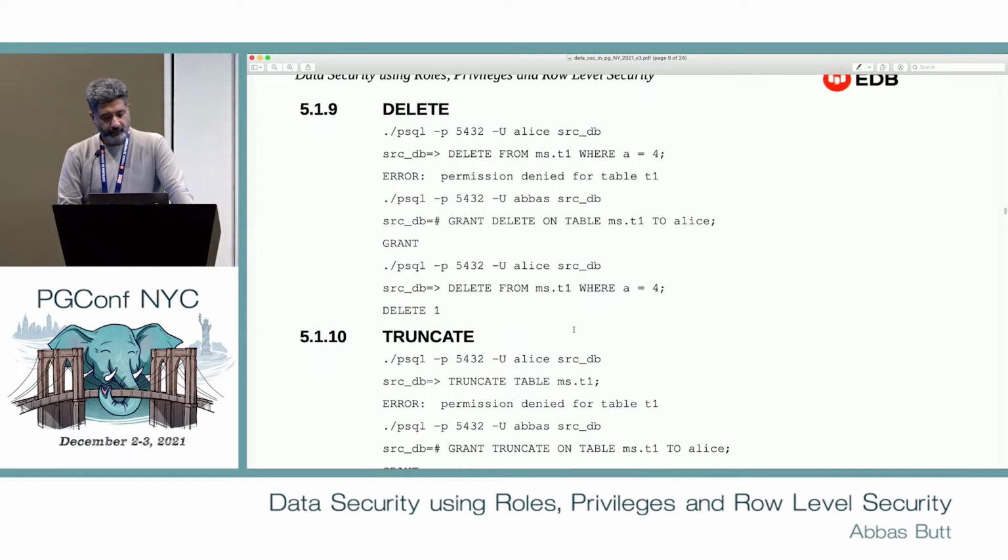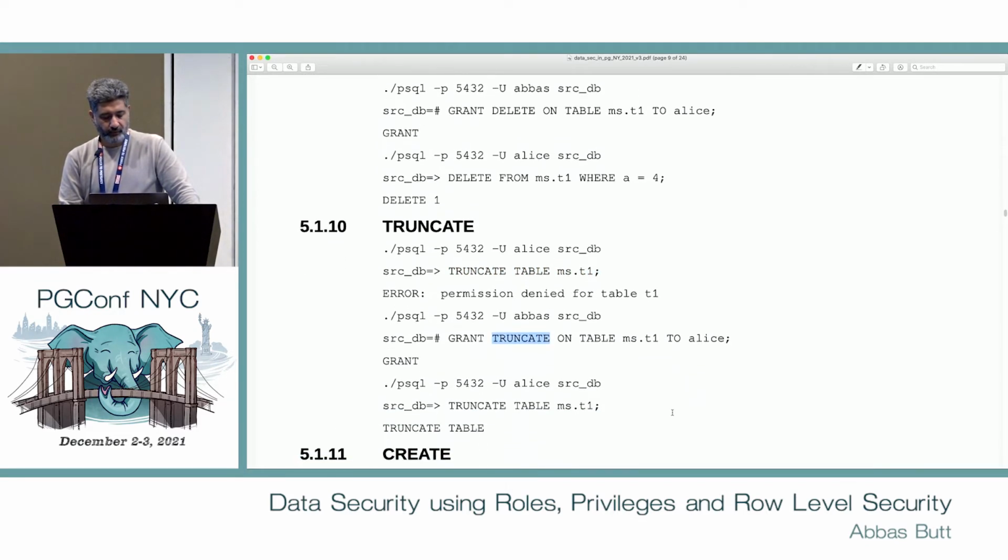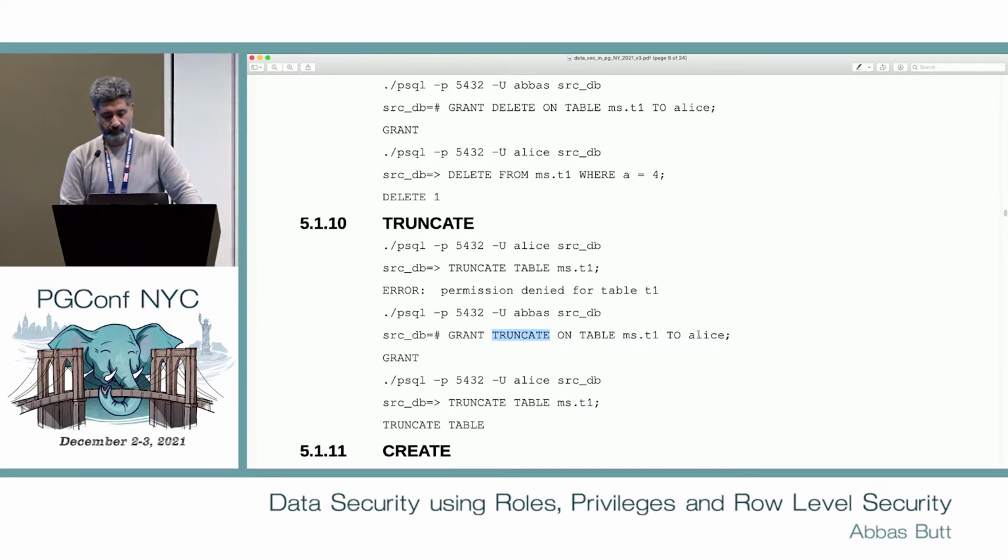And similarly, truncate as well. For truncate, if I try to truncate the table, I would get the permission denied error. And if I grant truncate on table, I would be able to truncate rows from the table. So this basically concludes the first part, where I have select, insert, update, delete, truncate, usage, connect, and execute privileges assigned to the user.